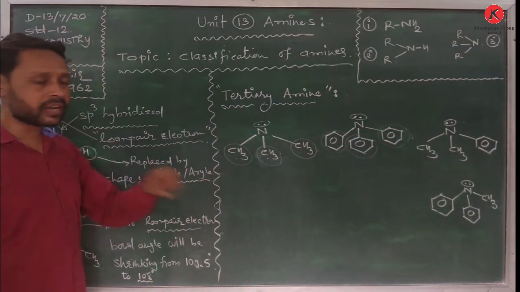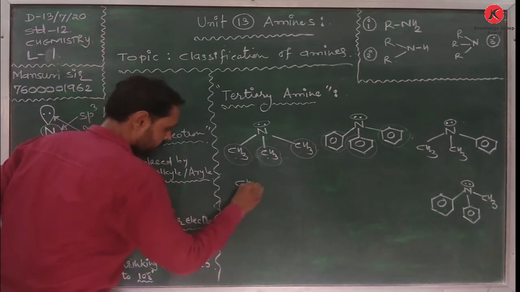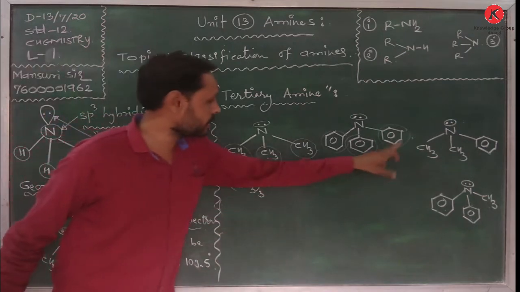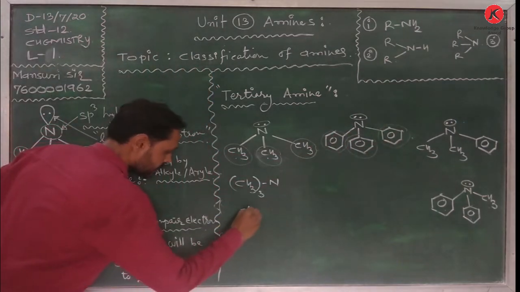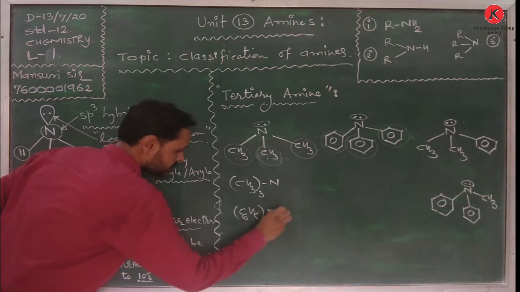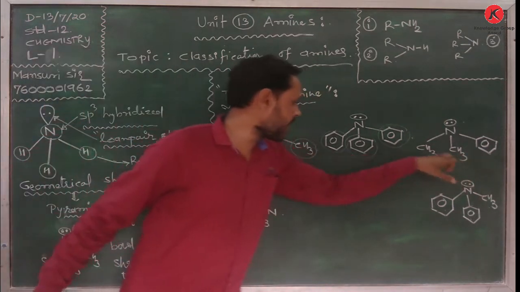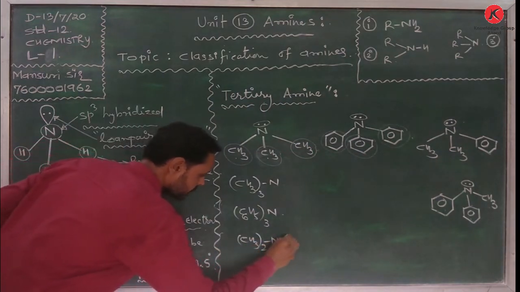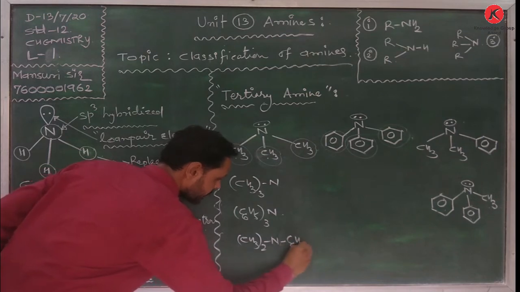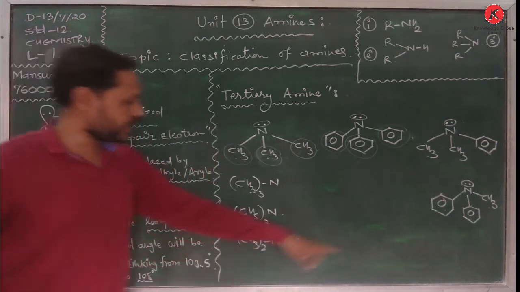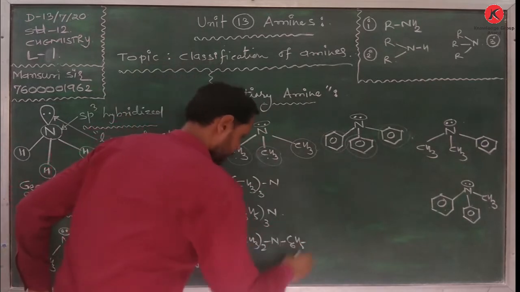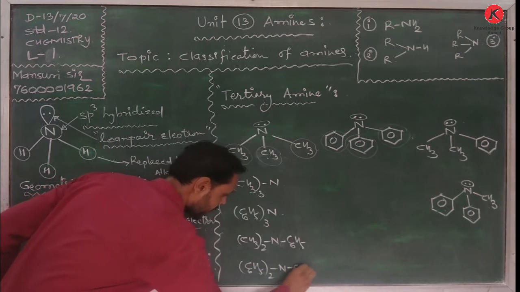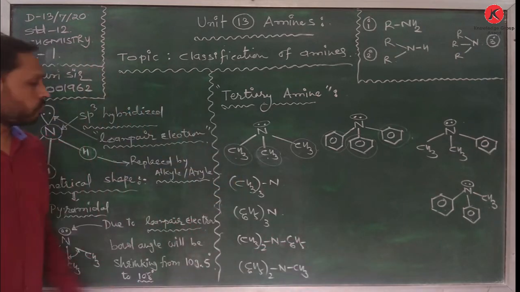Now it can be written like this: (CH3)3N, thrice CH3 on N. It can be written like this: (C6H5)3N. It can be written as (CH3)2 and C6H5, right? And it can be like this: (C6H5)2 and CH3. Now what will be the name?